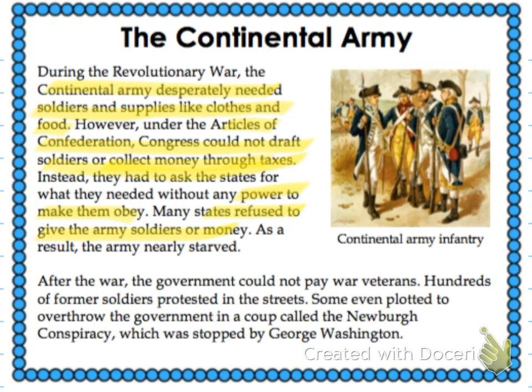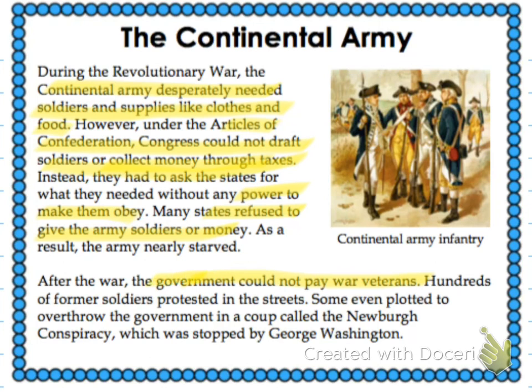After the war, the government could not pay war veterans. Hundreds of former soldiers protested in streets. Some even plotted to overthrow the government in a coup called the Newburgh Conspiracy, which was stopped by George Washington. So if you were a veteran and you just got out of the war and suffered terribly, if you could not be paid, highlight that, you would be mad.